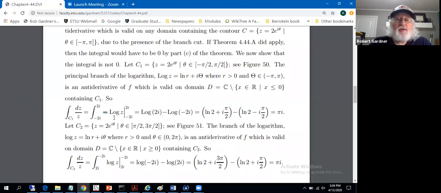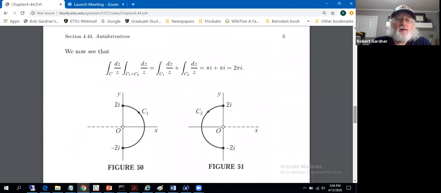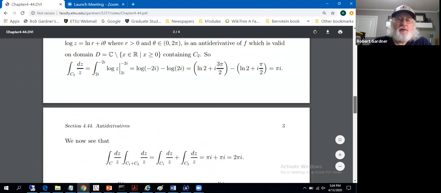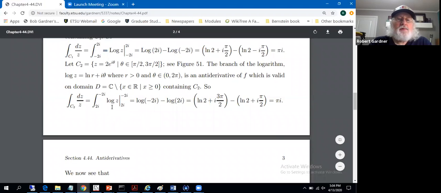So when we integrate, we get the principal branch of the logarithm evaluated from the endpoints. We've set it up where the endpoints are negative 2i to 2i. So those are the z values. So we'll take the antiderivative.